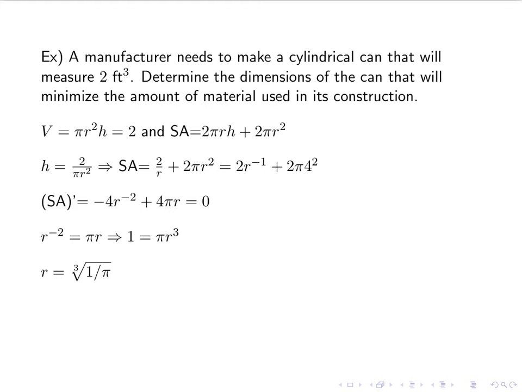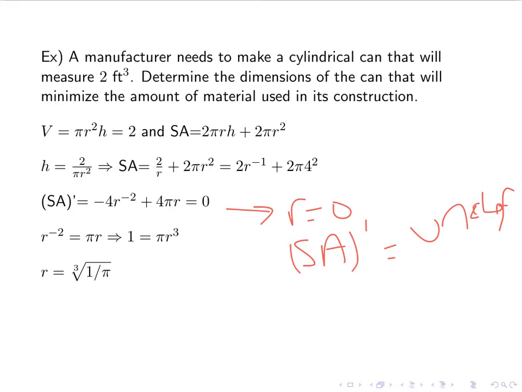And then to get r, I'm going to divide by pi and cube root it. So notice that if r is 0, then my derivative is undefined. It's a terrible undefined. So r equals 0 really is a critical point. It's where the derivative is undefined. But if r is 0, I don't have a can. So I know that that's not going to be the critical point I want. Right? R can't be 0. So it is a critical point, but I don't want it. So this is the one that I want.